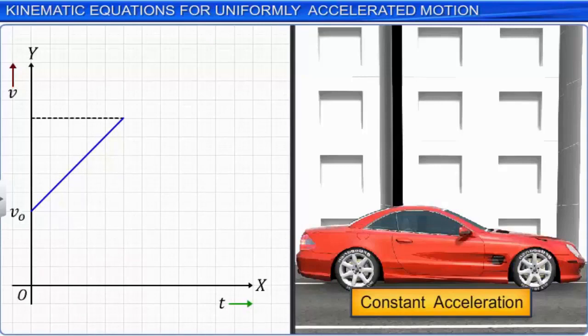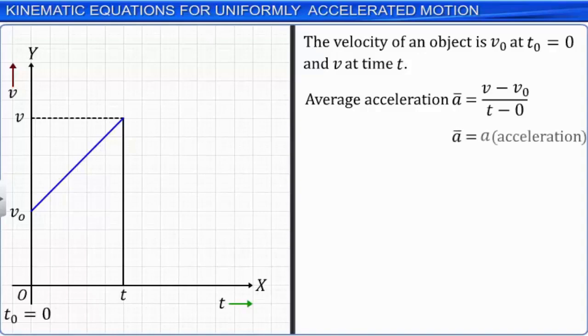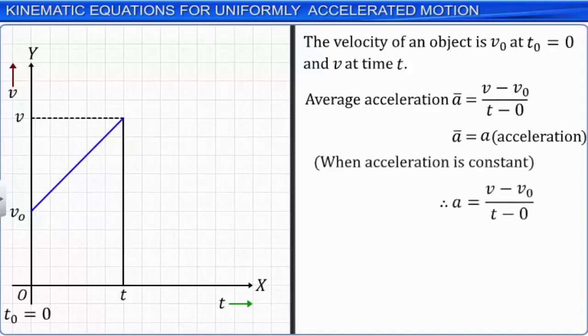The velocity of an object is v naught at t naught equal to 0, and v at time t. Average acceleration a dash is the ratio of the difference between v and v naught and the difference between t and 0. The value of a dash is equal to acceleration when acceleration is constant. By cross-multiplying and rearranging, we get the value of velocity as the sum of v naught and the product of a and t. This is equation 1 of motion.